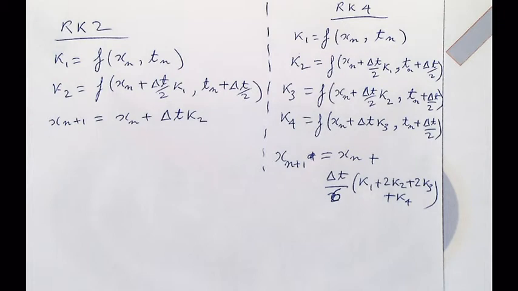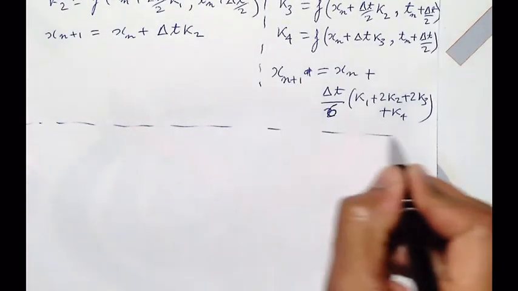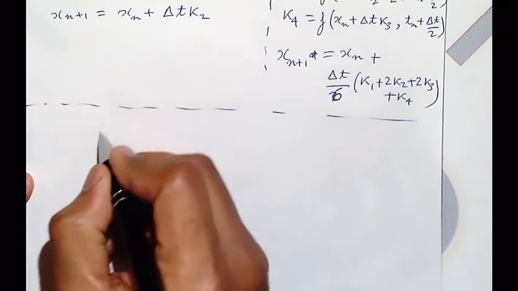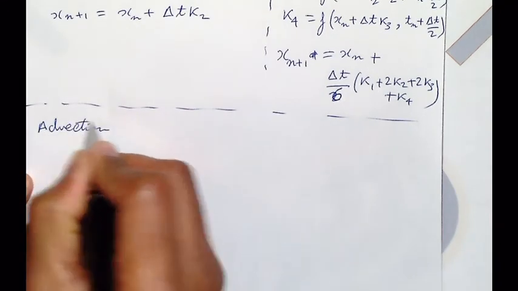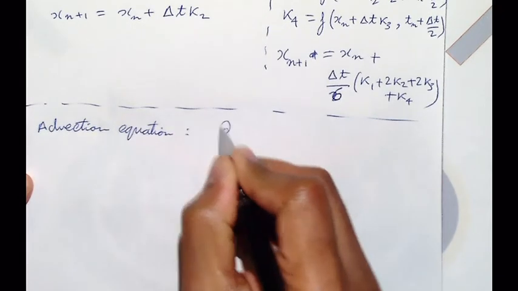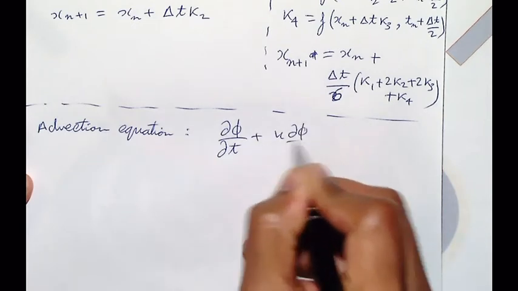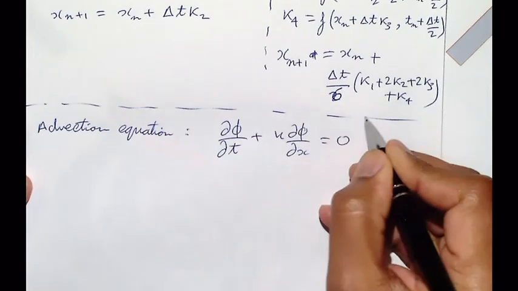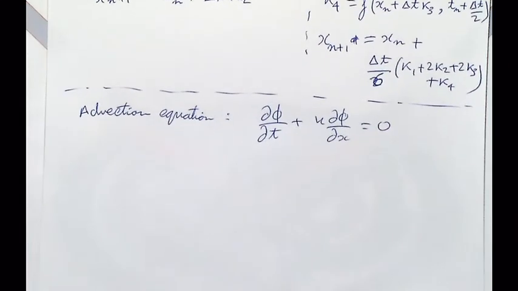Okay, so this was a very simple example of what happens inside a channel. What about our advection equation? The advection equation was del phi by del t plus 2 del phi by del x equals 0. Okay, so I'm not going to give you the answer, and we are going to work through it one by one.